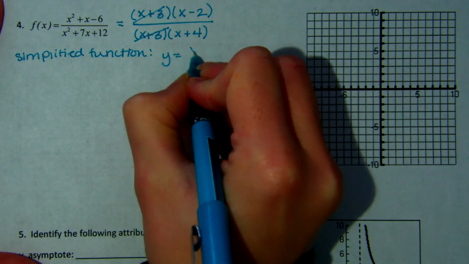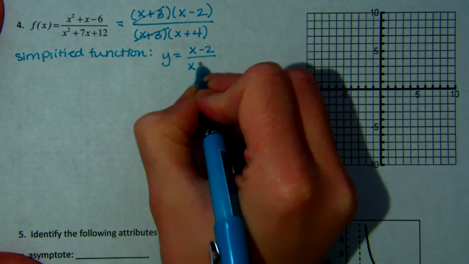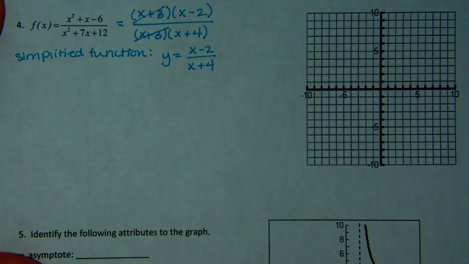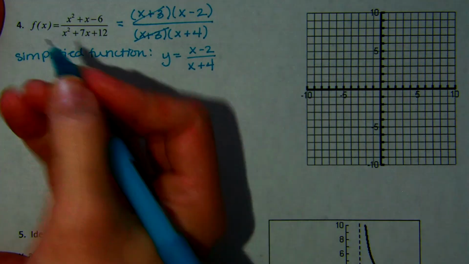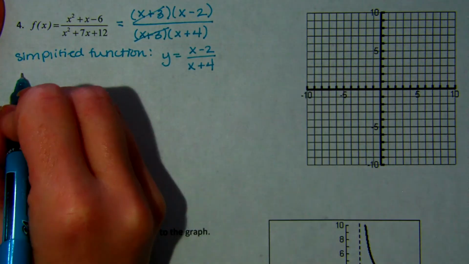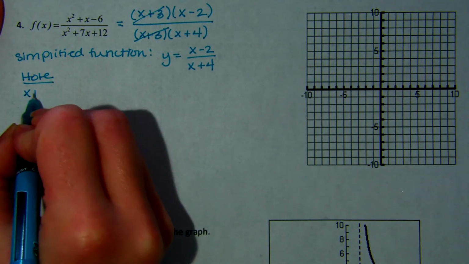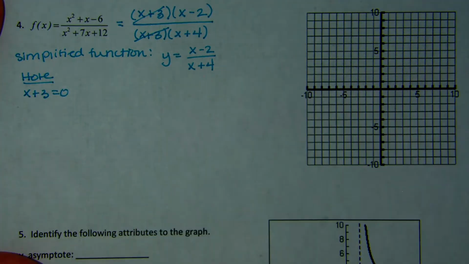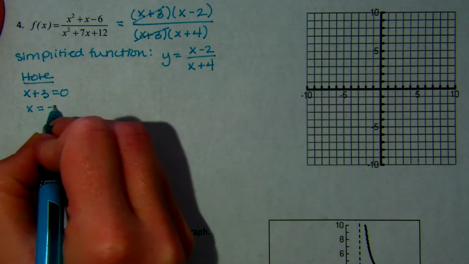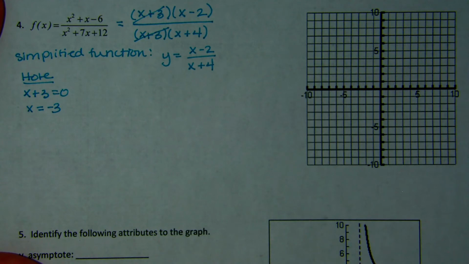Which is y equals x minus 2 over x plus 4. That's my simplified function right there. Because I crossed out a common factor, this does have a hole. And so I find that hole by setting the common factor equal to 0. The thing I crossed out, I'm setting it equal to 0. And I get x equals -3.